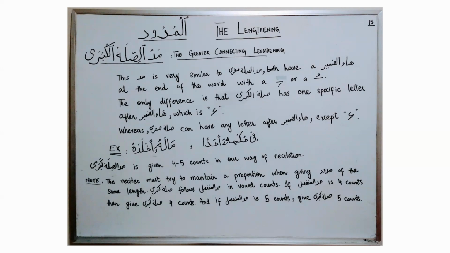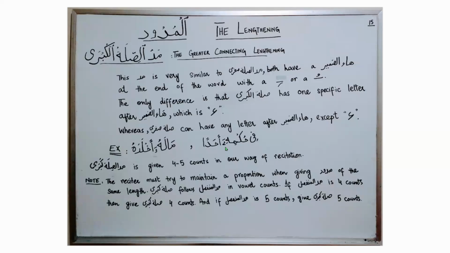But the only difference in silatul kubra is that this mad only occurs when there is one specific letter after ha al-dhamir, and that letter is letter hamza. And upon continuation of our recitation, we will recite this mad with 4 to 5 counts. Maddul sila sughra was 2 counts, and maddu silatul kubra is 4 to 5 counts.